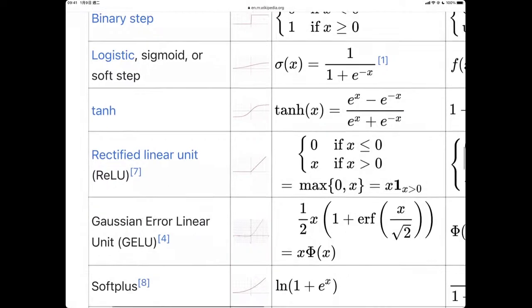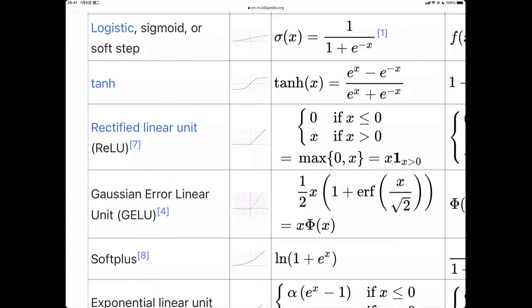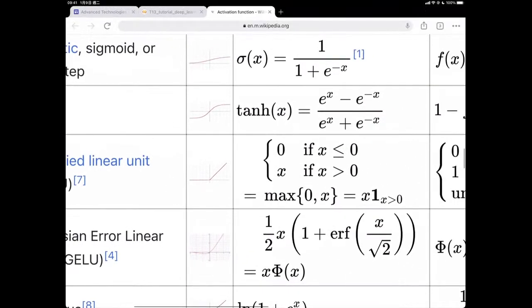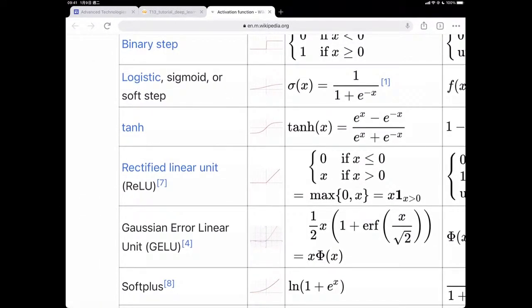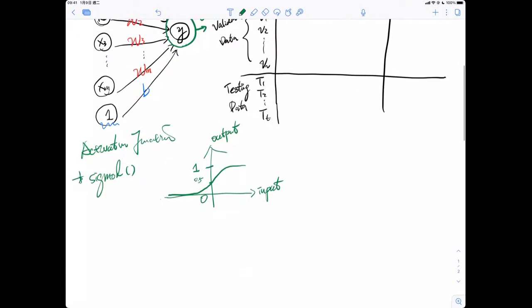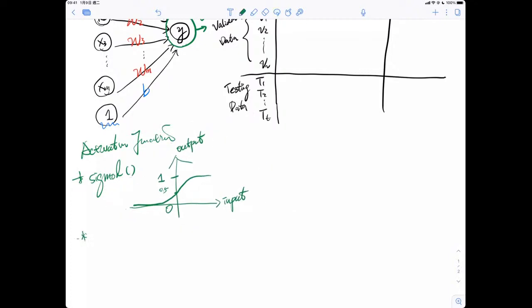Some of them, like this one, ReLU. You can see that it's a very special activation function. It says, if the input value is less than or equal to 0, the output value is 0. And if x is larger than 0, you simply output x for your input value. So that's a little bit different, a little bit strange. So that is sigmoid, and this is ReLU.